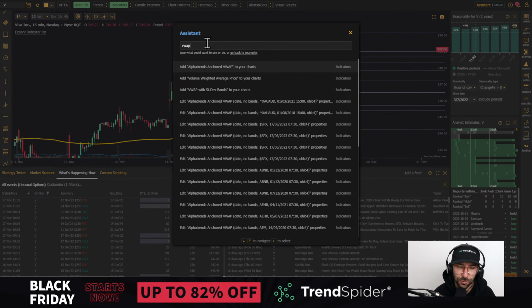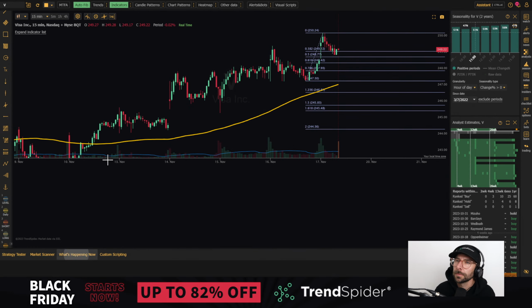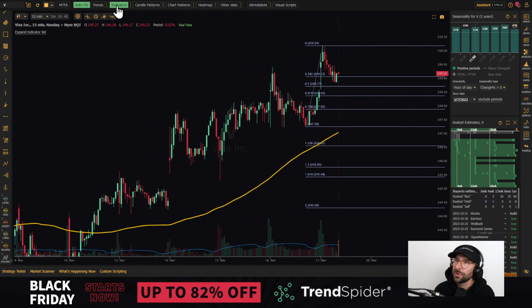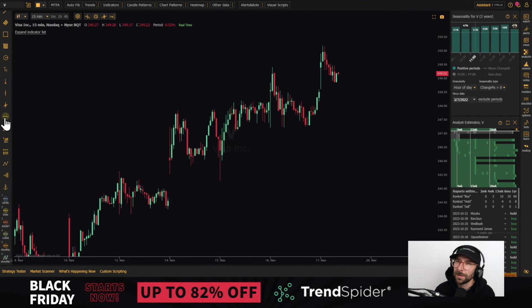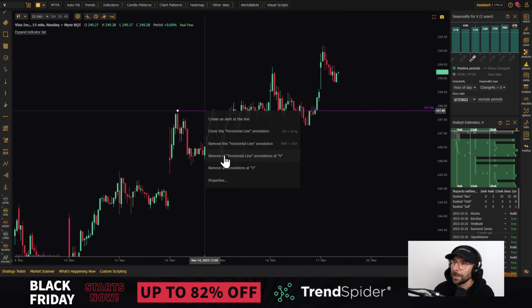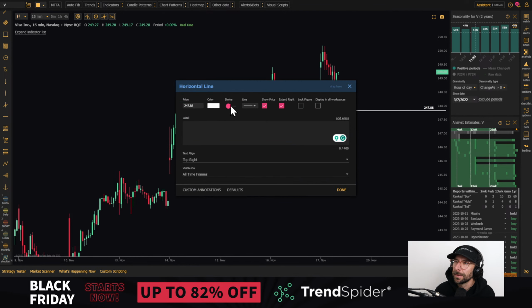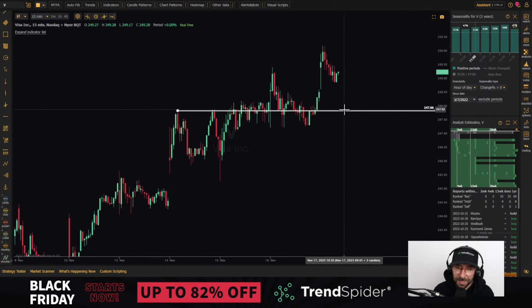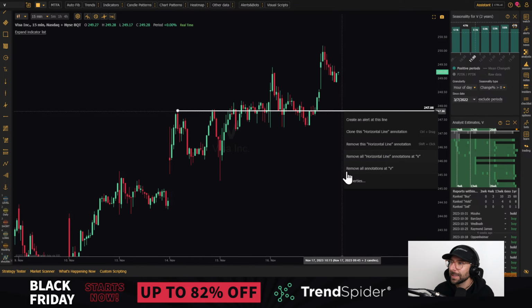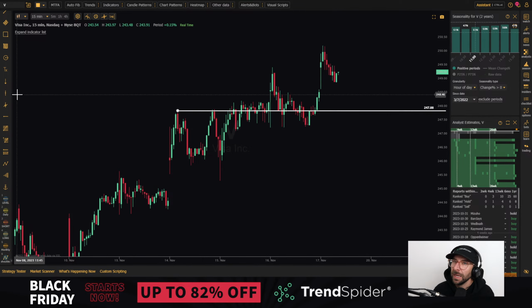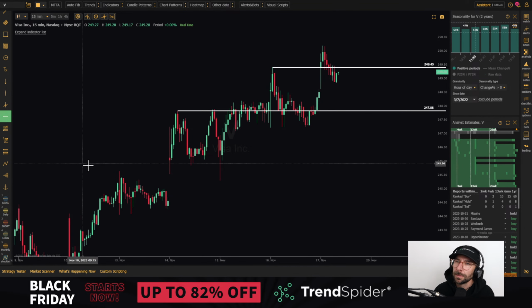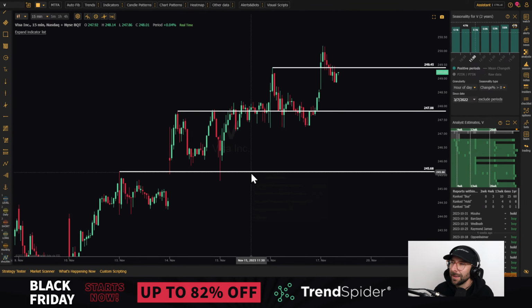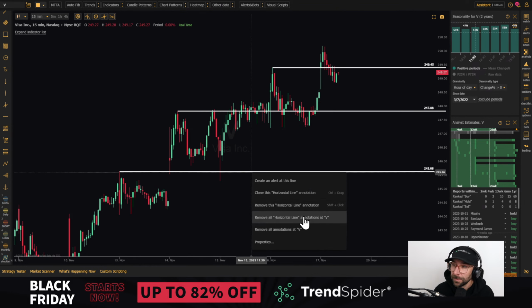Have you struggled with removing drawings? Sure. So with drawings, I'm just going to turn some stuff off here. Let's make this easier to see. With drawings, a couple ways that you can get rid of things. You can right click on them and you can go to remove. Remove this horizontal line. If you have multiples, let's say like that, I can right click on one and I can remove all of them. I can remove all annotations.